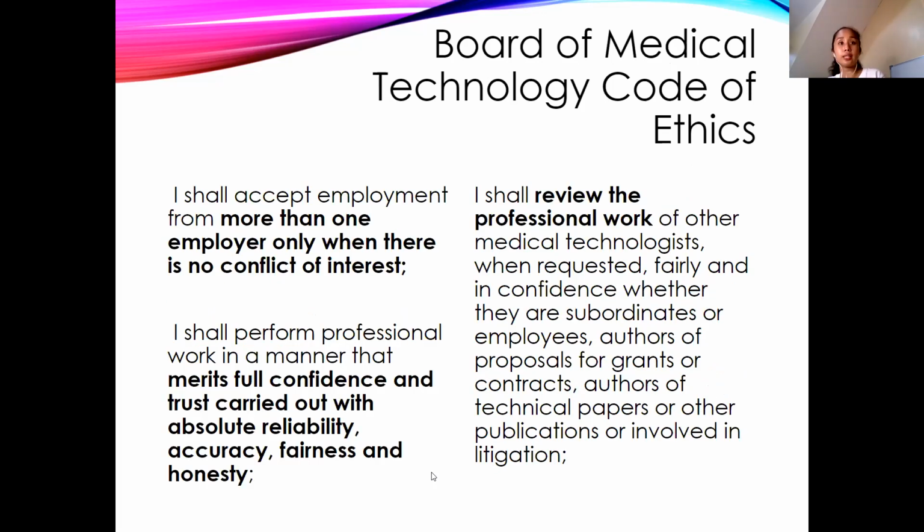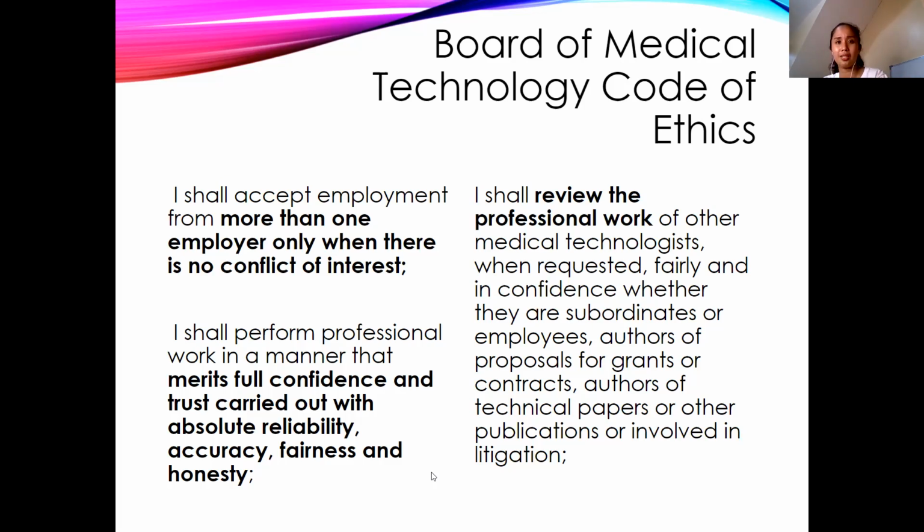Okay, what else? I shall accept employment from more than one employer only when there is no conflict of interest. So class, if you're a full-time teacher in UB, you cannot teach in UC. But if I'm not a full-time teacher in UP, I can teach in UC. There's no conflict of interest. I shall perform professional work in a manner that merits full confidence and trust, carried out with absolute reliability, accuracy, fairness, and honesty. Class, if you did not perform a test well, you're not confident, then just don't release your results, period. If you're not honest with your results, just don't release it.